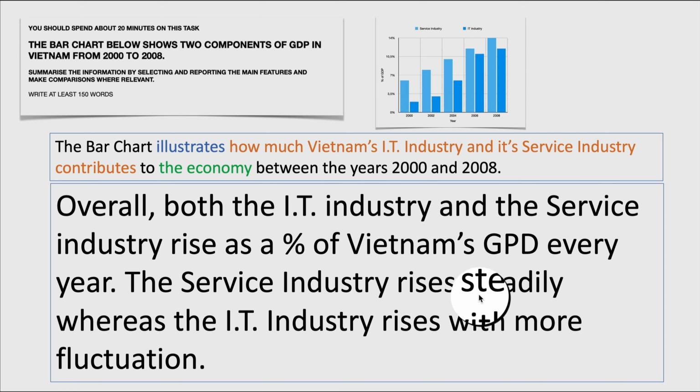The service industry rises steadily. Service industry goes up about the same each year, whereas the IT industry rises with more fluctuation. Okay, and that's it. So we've given an overview of the main trends, and we know now that the body paragraphs are going to be firstly about the IT industry rising with fluctuation, and then the second body paragraph is going to be about the service industry rising steadily. This is how you need to write your overview.